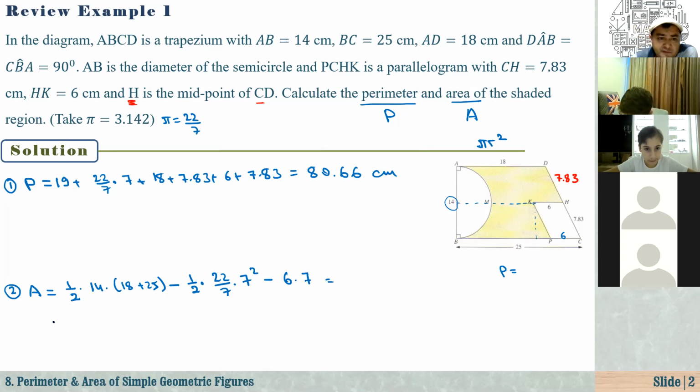So which is equal to, here we have 7 times 18 plus 25 is 43, 301, minus here this 22, 2, it is 11, 7 is gone. So here we have 77 minus 42, which is equal to 7 times 43 minus 77 minus 42. Actually, even with that calculator, you can calculate this. The answer is 182 cm squared.